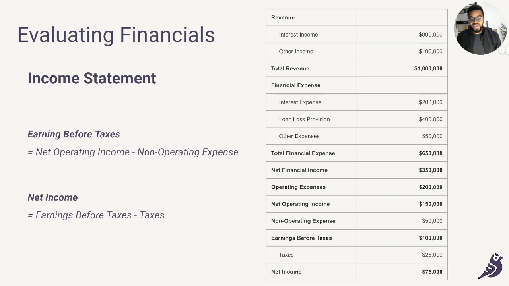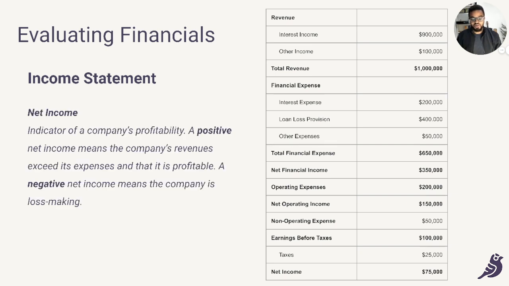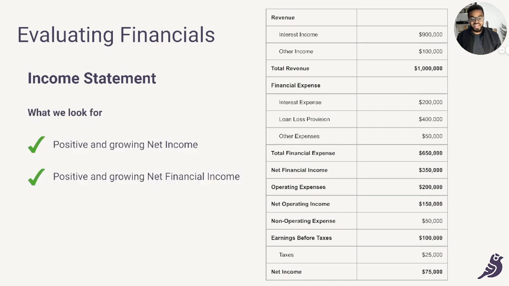And net income is the main indicator of a company's profitability. A positive net income means a company's revenue exceeds its expenses and that it is profitable. A negative net income means a company is loss-making. We are the most comfortable lending to companies that are net income positive, as this is a good indicator that the business makes enough money to comfortably service its debt.